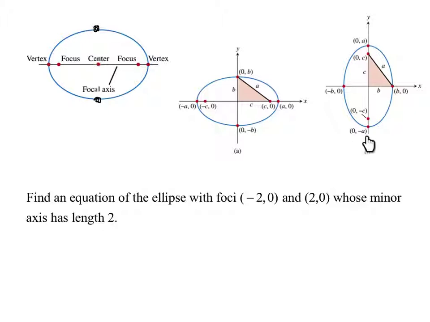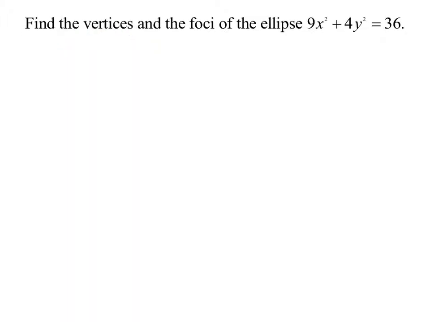Now, these are when it's centered only at (0, 0). So let's look at ones where it's centered anywhere. Okay, let's take a look at the next problem. It says find the vertices and the foci of the ellipse 9x squared plus 4y squared equals 36. Well, you need it to equal 1, so you divide each piece by 36. So you would get x squared over 4 plus y squared over 9 equals 1.